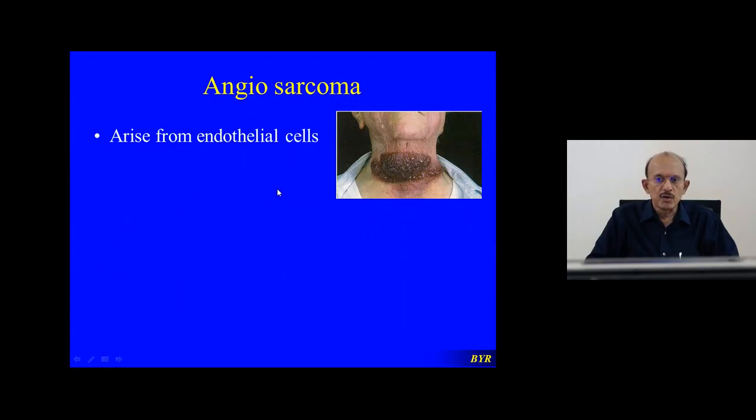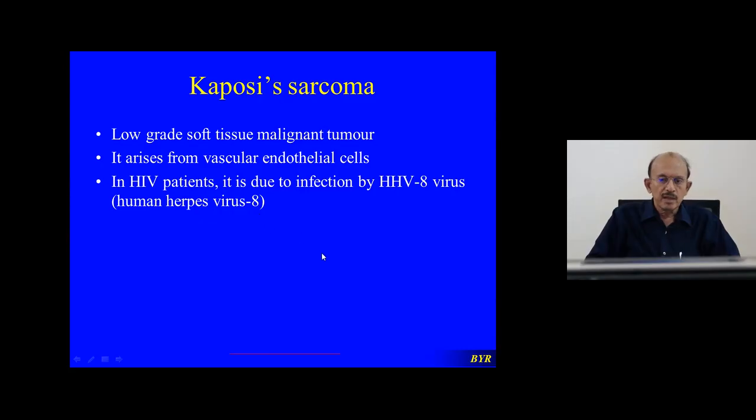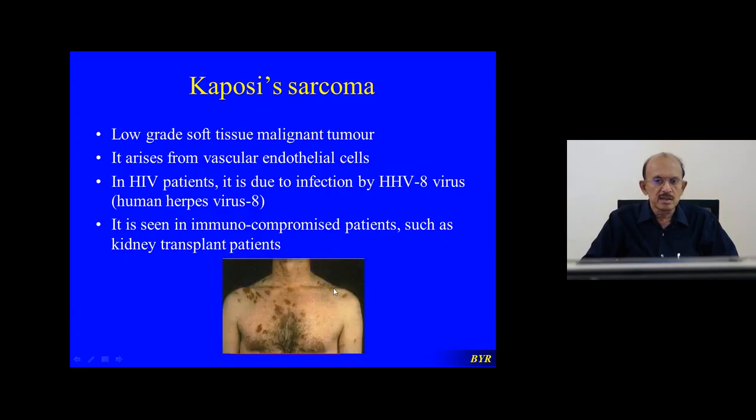Then angiosarcoma, cutaneous angiosarcoma arises from endothelial cells. Rare, it is a highly malignant tumor. Kaposi's sarcoma, it is a low-grade soft tissue malignant tumor. It arises from vascular endothelial cells. In HIV patients, it is due to infection by HHV8, that is human herpes virus 8 infection. It is seen in immunocompromised patients such as kidney transplant patients.